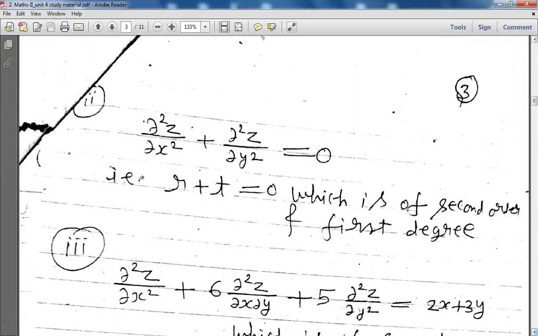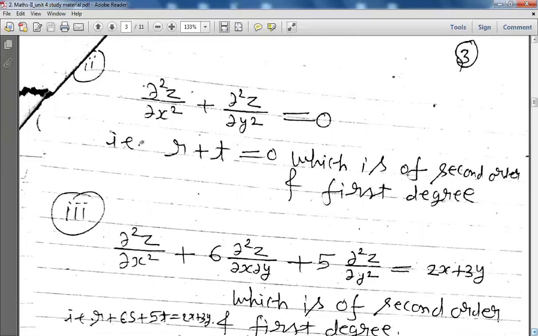Second example, del 2z by del x2 plus del 2z by del y2 equal to 0. In other format, we can write r plus t equal to 0. In this example, the highest order partial derivative is second order and its degree is 1. This partial differential equation is of second order and first degree.